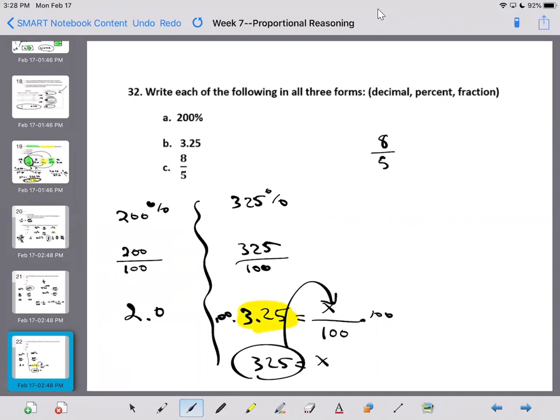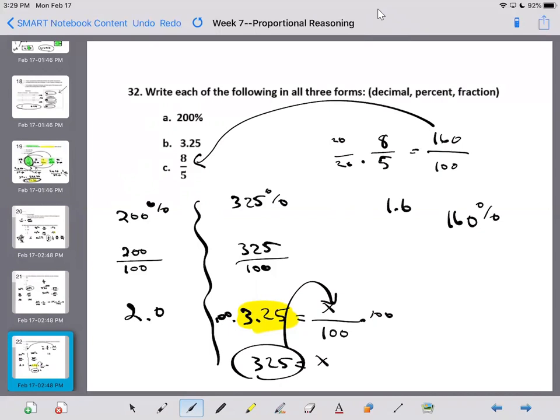8/5, we could make that equivalent to something out of 100. I just multiply by 20 divided by 20, which would be 160 hundredths. That's another equivalent fraction to 8/5. 160 hundredths would be 1 6/10, and that would be 160%.